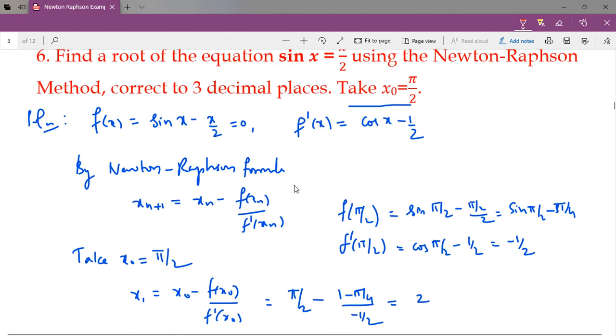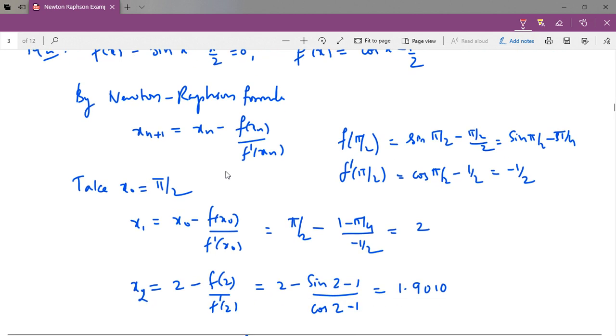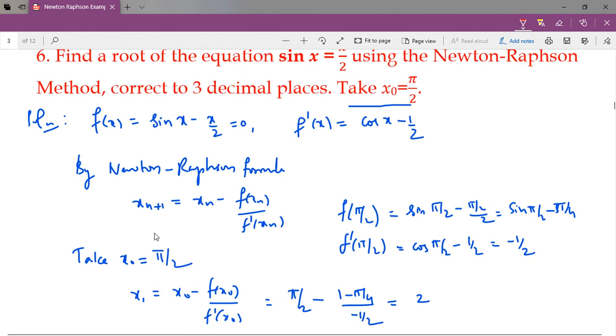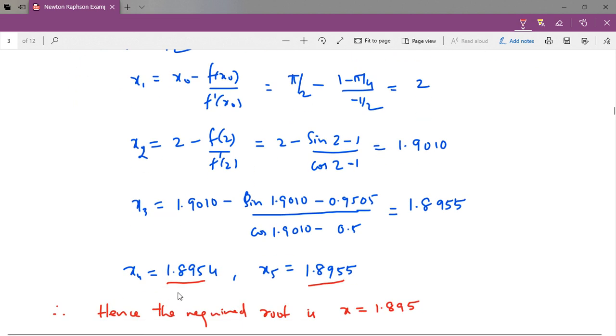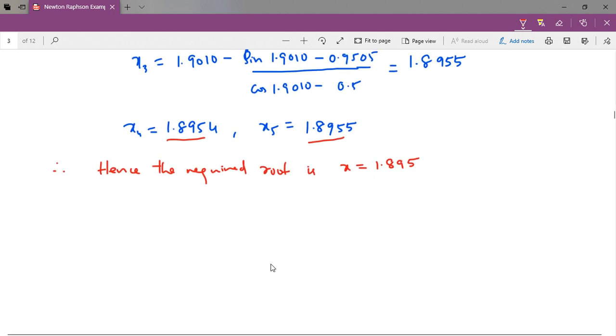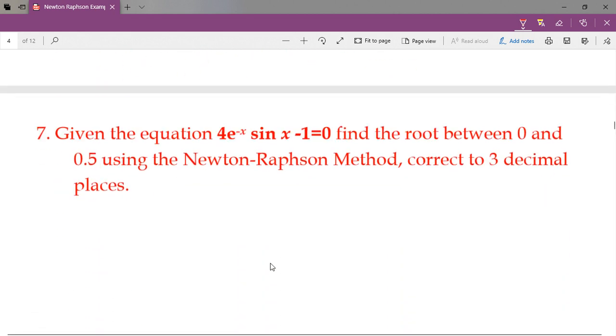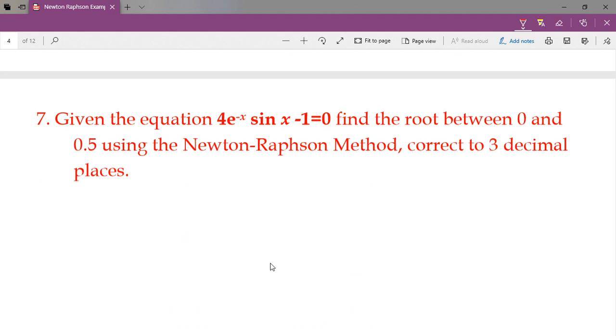So this is one more very simple problem we have. The given function is sin x minus x by 2 and its differentiation is cos x minus 1 by 2. So in the Newton-Raphson formula, take x naught, it is given in the question itself. Taking x naught, we get x1, x2, x3 and so on. So the root has converged in the fifth iteration, that is 1.895. Yes. So we shall go for the next question, that is question 7.